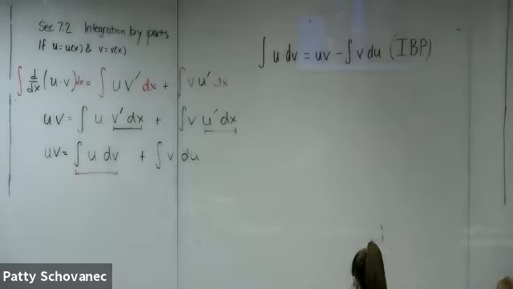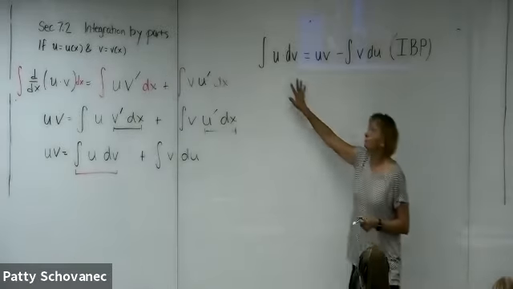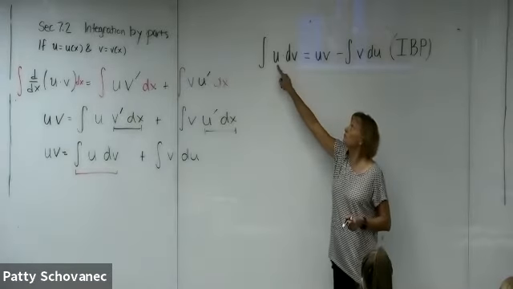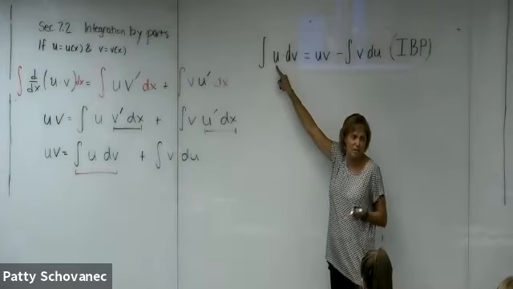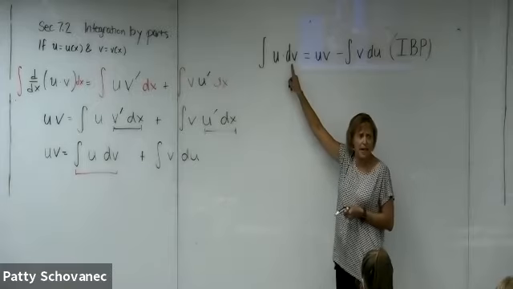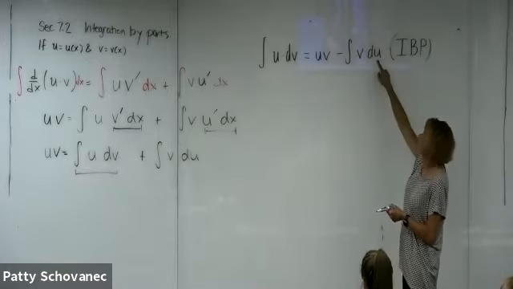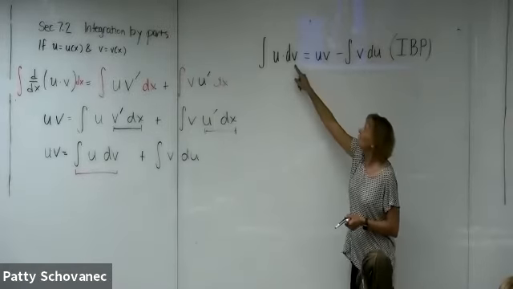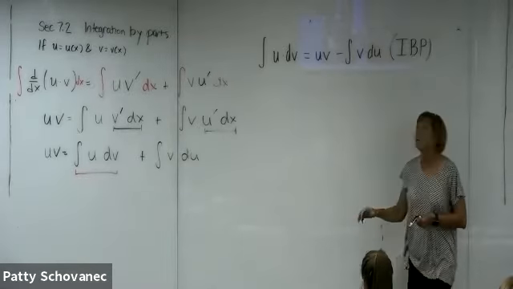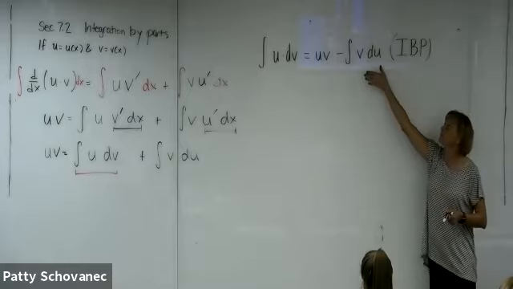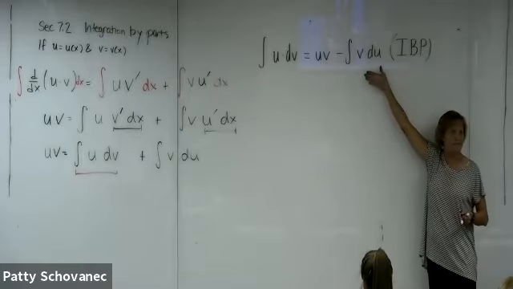Integration by parts. We have a product of two functions, one whose derivative we know easily, which is almost anything, and one whose antiderivative we know easily. We separate them out, find the derivative of u, put it in here, find the antiderivative of v and put it there. And then we put this integral, which hopefully is now an elementary integral.